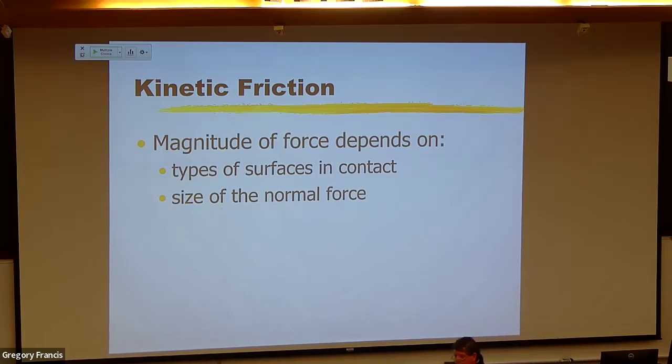Let's talk about surface area. I think surface area should matter. When I'm pushing that book this way, there's just more nooks and crannies that could grab on as it goes. Whereas if I push it this way, there's fewer nooks and crannies.